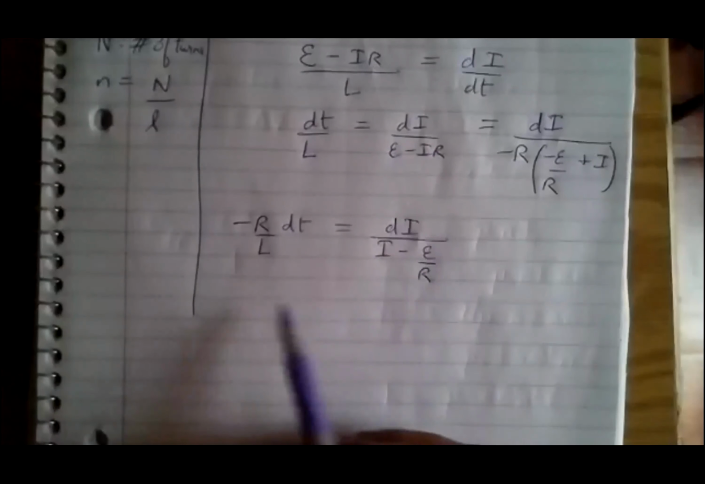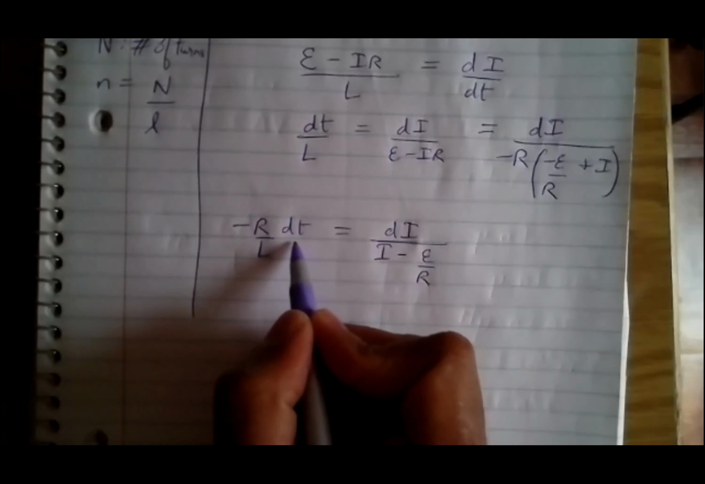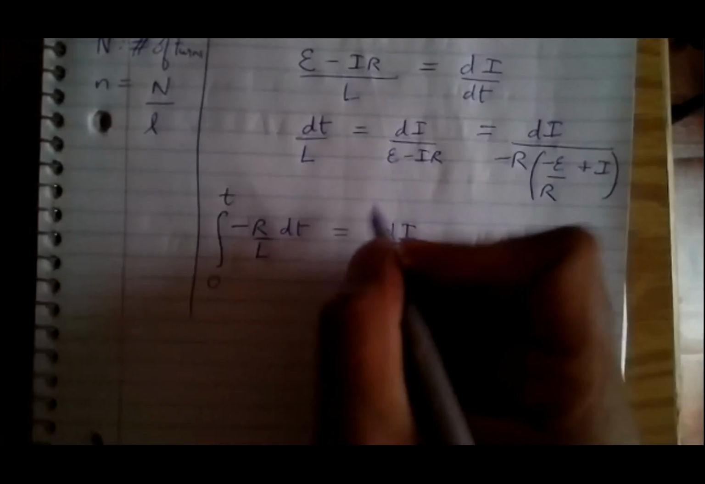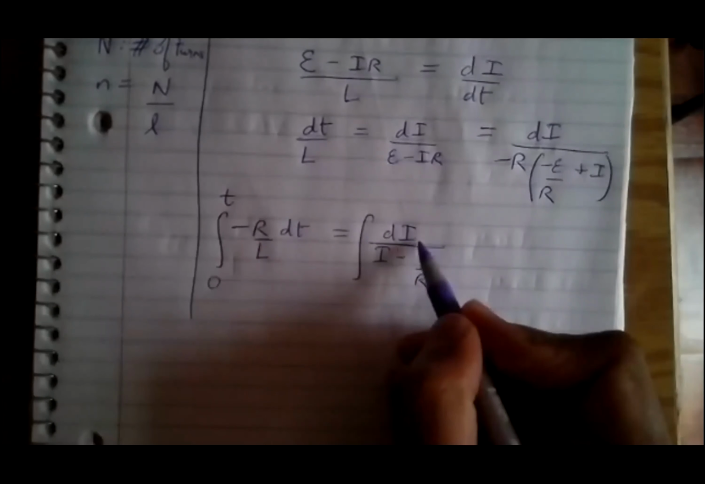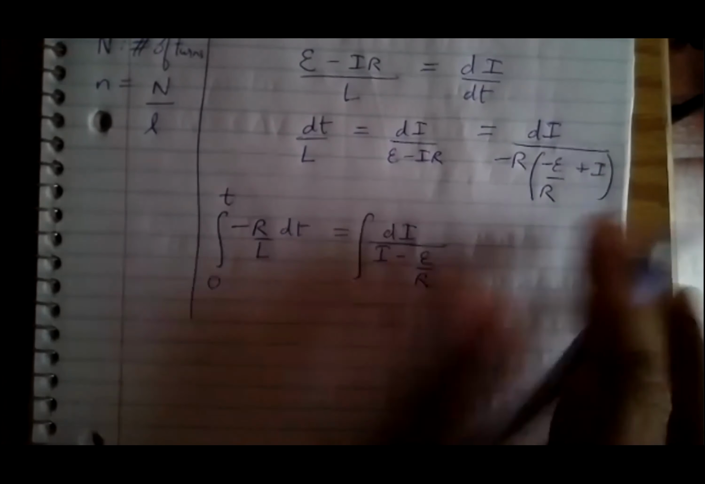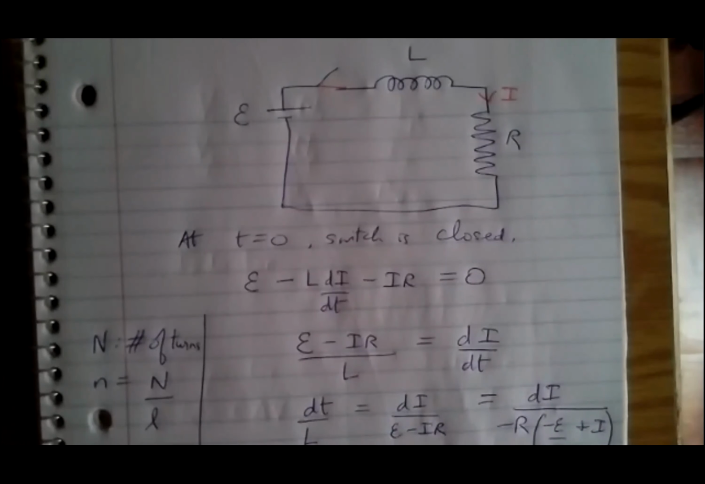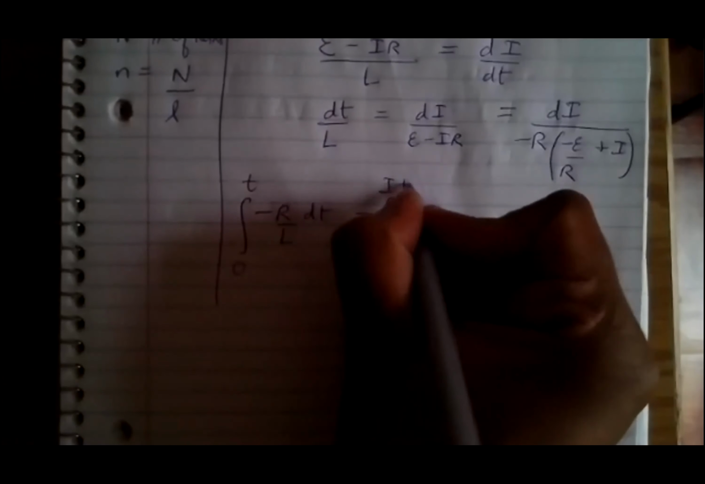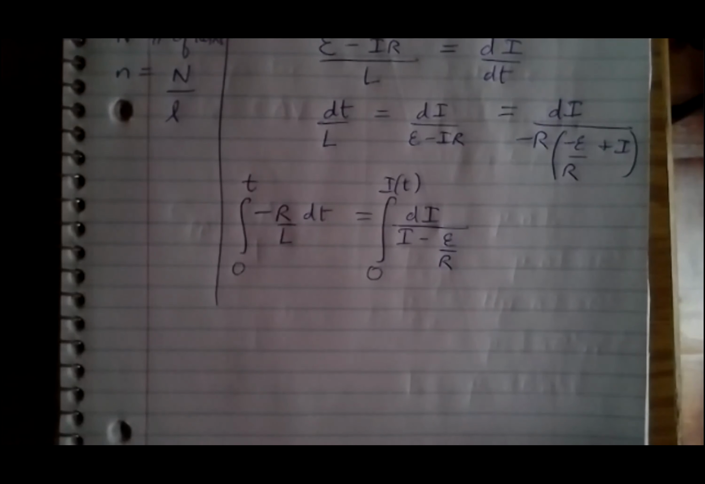All right, so we've reached this relation. So let's integrate both sides. Here the variable of integration is t, so I'll go from 0 to some time t. On this side, the variable of integration is the current, I. And we know that initially there was no current. Initially the switch was open and then we closed it. Before we closed the switch, there was no current. So it starts out from 0, and we're trying to find some I at the time t.